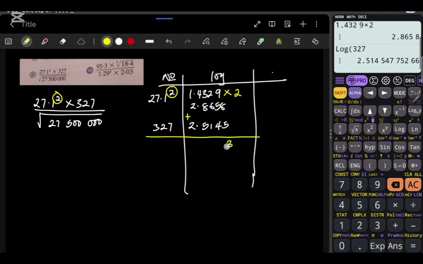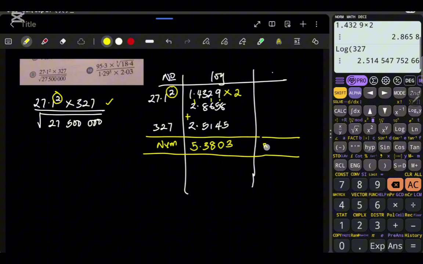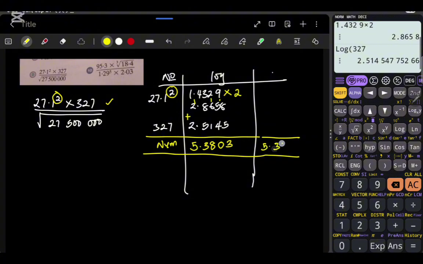8 plus 5 is 13. 5 plus 4 is 9, plus 1 is 10. Then this is 8, this is 13, and this gives you 5. So we have found this numerator part. So this is the numerator. You could as well put it here, 5.3803. So the next thing is to find the denominator.